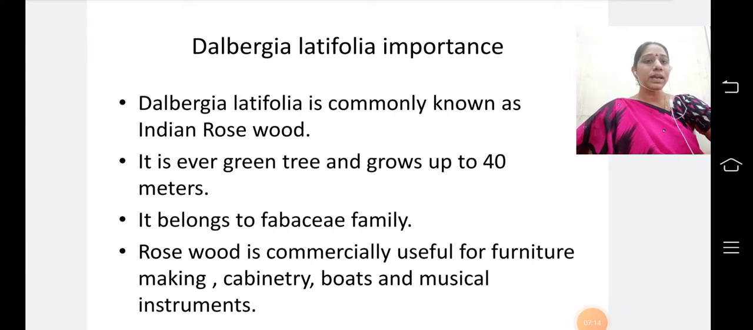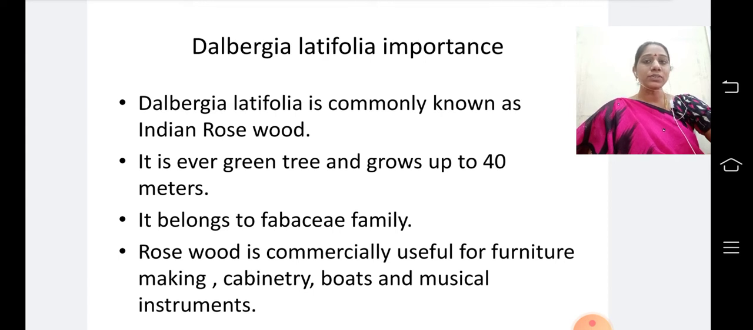So Dalbergia latifolia is commonly known as Indian rosewood. It is an evergreen tree and grows up to 40 meters in height. It belongs to family Fabaceae. It is also a very commercial wood. We can get the finest commercial wood from Dalbergia. Throughout peninsular India, in the Western Ghats, Bihar to Sikkim, in all these regions we can get this plant.